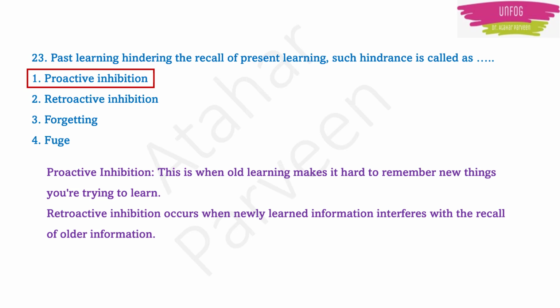Then talking about retroactive inhibition, this happens when newly learned information interferes with the recall of older information. So if I am trying to learn something new now, that is interfering with the older information. That is retroactive inhibition. Proactive inhibition and retroactive inhibition are two types of hindrances which are not allowing us to learn new information properly. Clear, right?